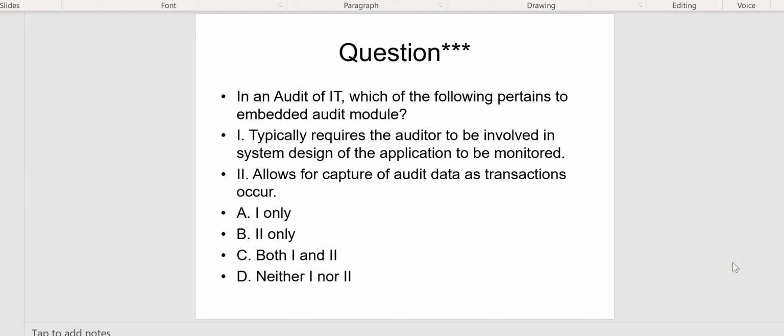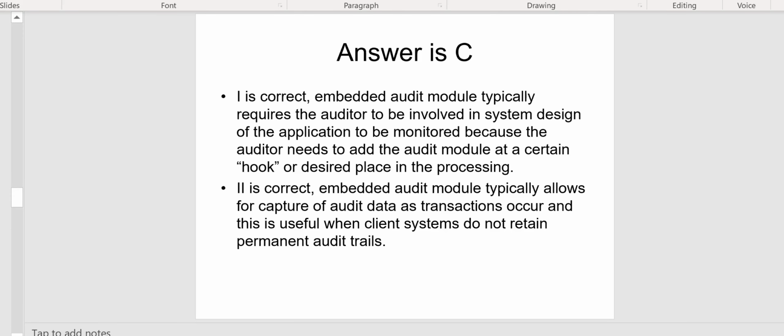2, allows for capture of audit data as transactions occur. Yes, both 1 and 2. Let's go with C. Okay, so embedded audit module typically requires the auditor to be involved in system design of the application because the auditor needs to add the audit module at a certain hook or a desired place in the processing. And 2 is right. Embedded audit module typically allows for capture of audit data as transactions occur, and this is useful when client systems do not retain permanent audit trails.